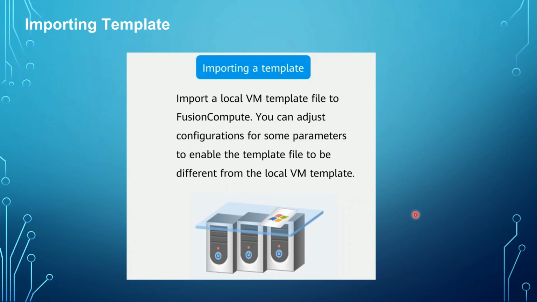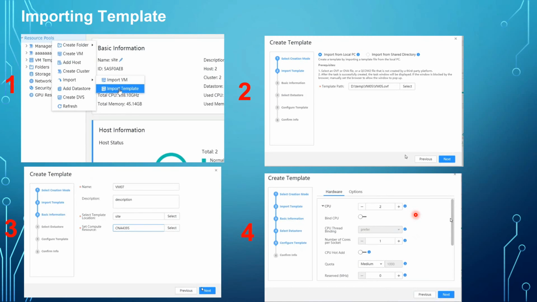So this is the procedure for how we can import a template on the resource pool. Just right-click and import. So you can import a template as well as import a VM. Both options are available.